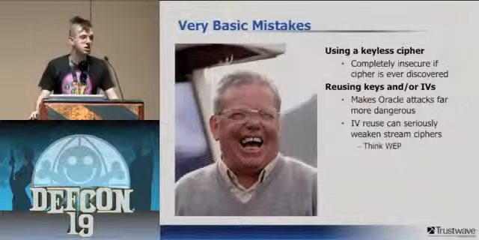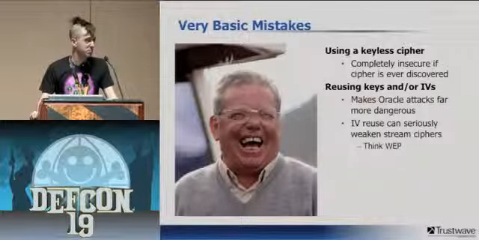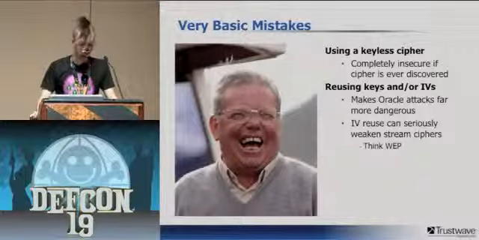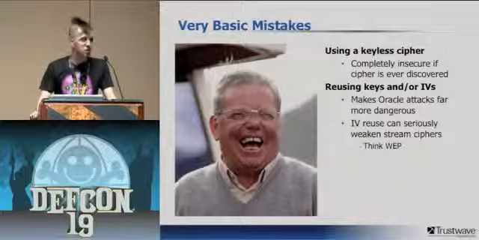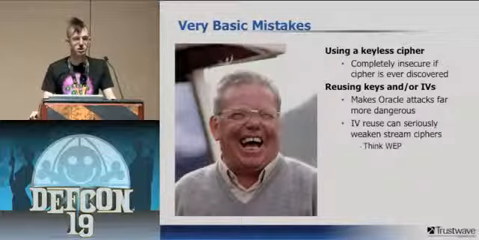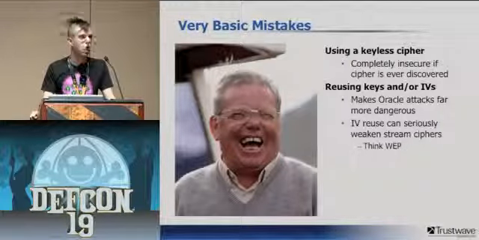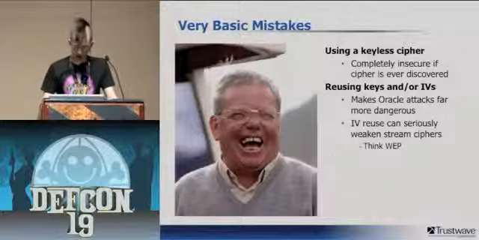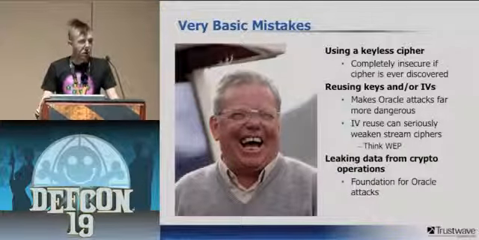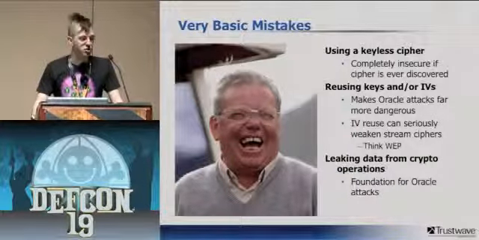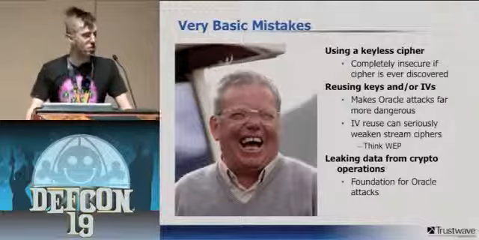Also, reusing keys and initialization vectors. That's a bad idea, and we'll see that shortly. It makes Oracle attacks far more dangerous, and it can also seriously weaken the integrity of stream ciphers. WEP is an example of this. And leaking data from crypto operations, that sort of builds the foundation for Oracle attacks.